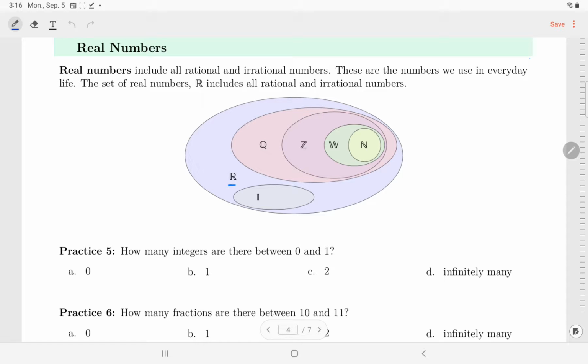How many integers are there between 0 and 1? So what are the integers? We start from 0, so this includes only positive integers. So these are the integers going to infinity. If we include negatives, they also go to negative infinity. So how many integers do we have in between 0 and 1? Oh, well, there are no integers in between 0 and 1.